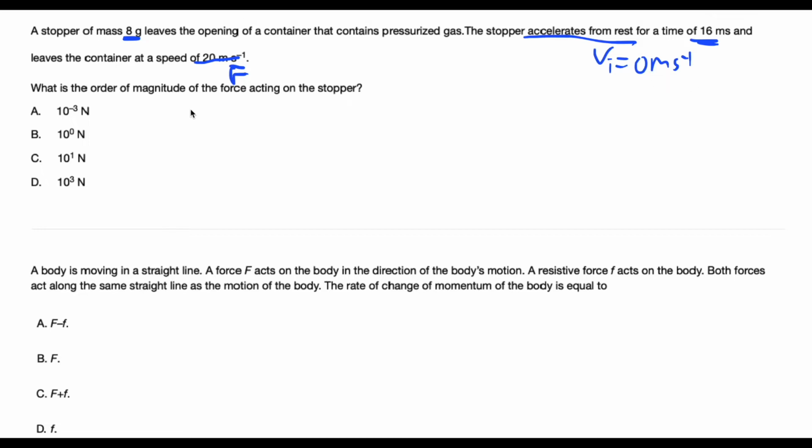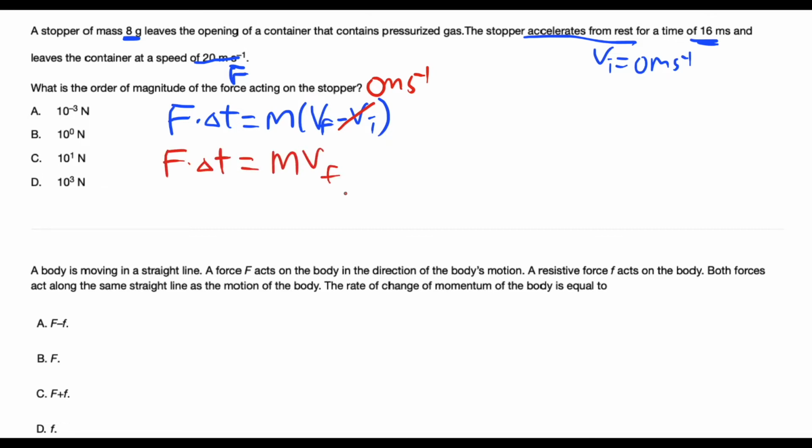Well, we know that force times change in time is equal to impulse, and impulse is equal to change in momentum, which is equal to mass times change in velocity, so final velocity minus initial velocity, and initial velocity in this case is equal to 0, since it accelerates from rest. So force times delta t is equal to mass times final velocity.